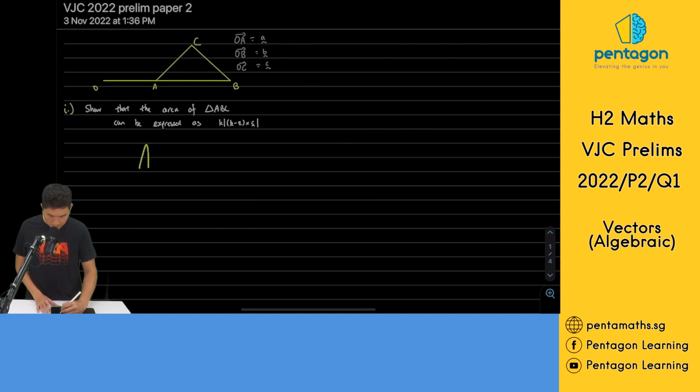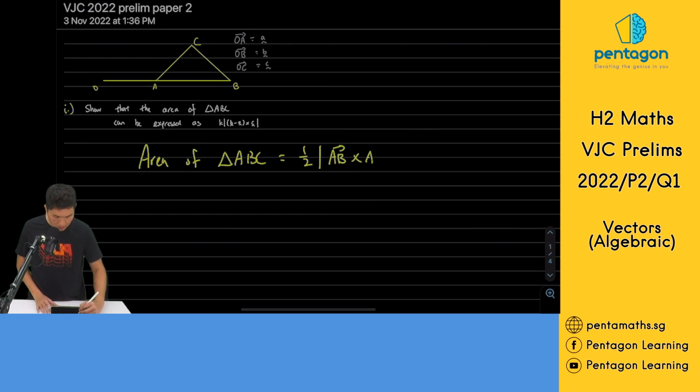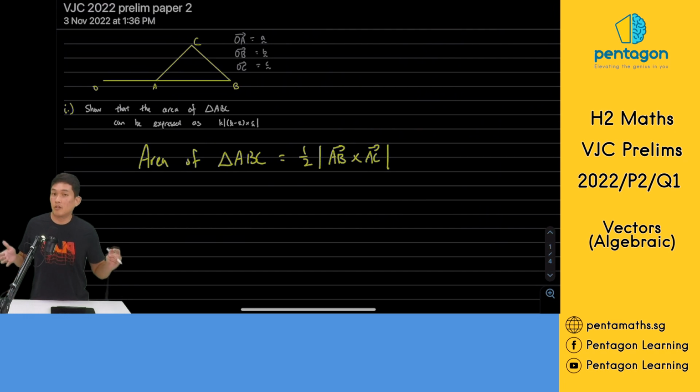So the area of triangle ABC is half, and I'm going to use a modulus sign, AB cross AC. Why do we use a modulus sign? That is because AB cross AC will result in another vector, and I don't want a vector, right? I want the area, which is a scalar quantity. So we use the modulus sign to de-vectorize AB cross AC.